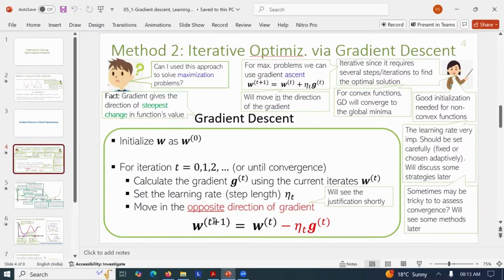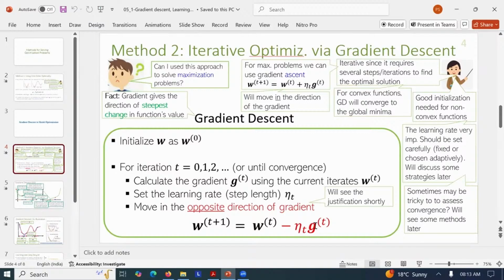Now in this equation we have two terms. This is the old value of the unknown, and w_{t+1} is the new value of the unknown. So the new value is equal to the old value minus the learning rate times the gradient. This gradient can be a scalar or a vector. If we are minimizing or maximizing a function with only one variable, then the gradient will be a scalar. But if the function has n variables, then g_t will be an n-dimensional vector.